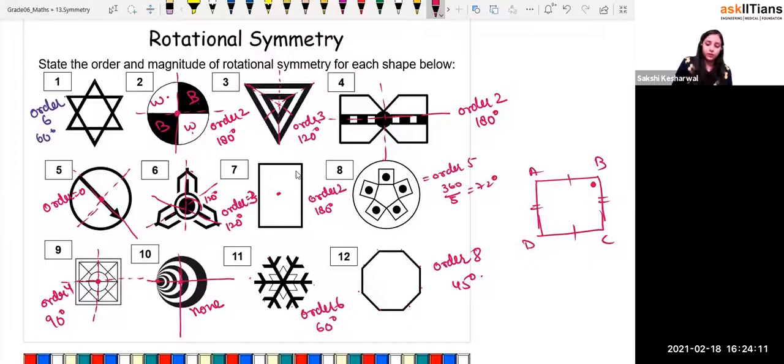So that is known as what, beta, order of rotation. Or rotational symmetry means what? You have to take a point and rotate the figure. After how many rotations you come back to the original position, that is known as the order of rotation. And this is known as rotational symmetry. So symmetry means you get the same figure again after rotating by some angle, right? So that is known as the magnitude of the rotational symmetry, right?